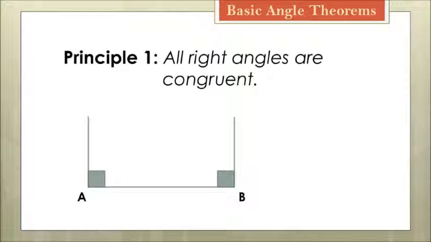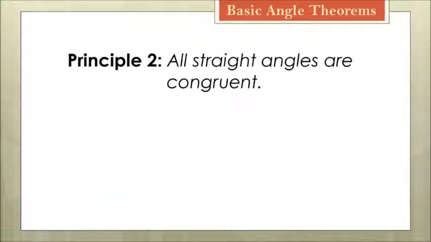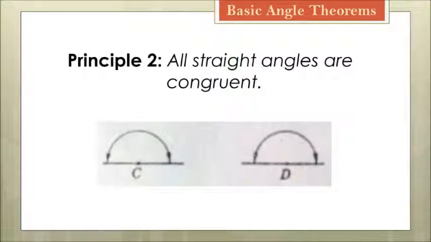In the figure, we can form two right angles, namely angle A and angle B. Therefore, angle A and angle B are congruent with one another. Now, principle number 2 states that all straight angles are congruent. In the figure, we have two straight angles, angle C and angle D, and these two are congruent. And we can conclude that angle C and angle D are congruent.